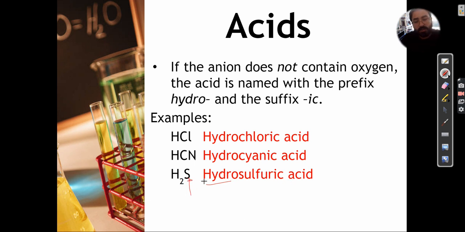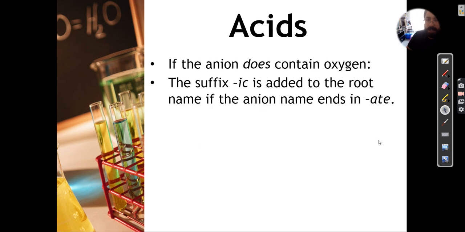hydrosulfuric acid. Now, sulfur is a special case because when you drop the ending, you have to add the UR right back. I would write this down on your notes right now. You would add the UR, and with phosphorus, you add the OR. All right, so phosphoric acid. You don't want to just drop off the last bit of the name. Not hydrosulfic, not hydrophosphic. It's sulfuric and phosphoric. All right.